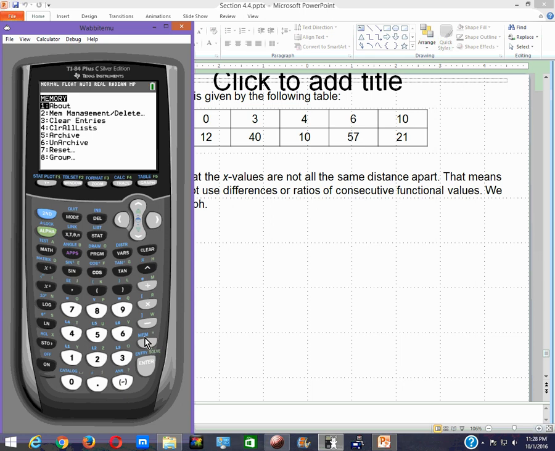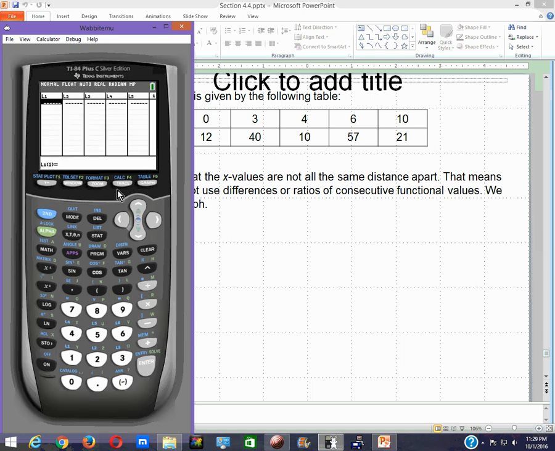Second memory, let's clear out our list. Let's go ahead and do that and get it over with. Okay, stat, enter. Go back to the L1. There, 0, 3, 4, 6, 10. And then for Y2, 12, 40, 10, 57, 21.